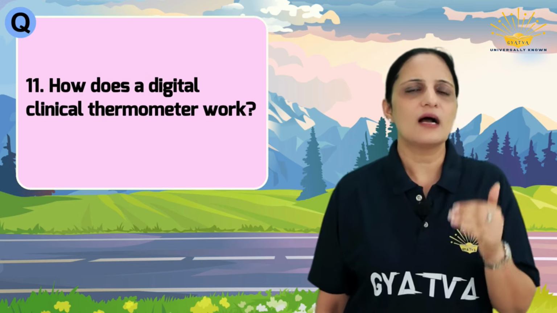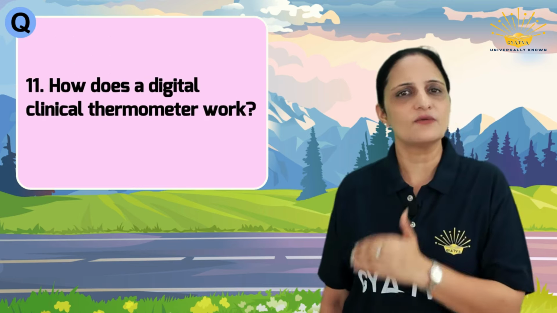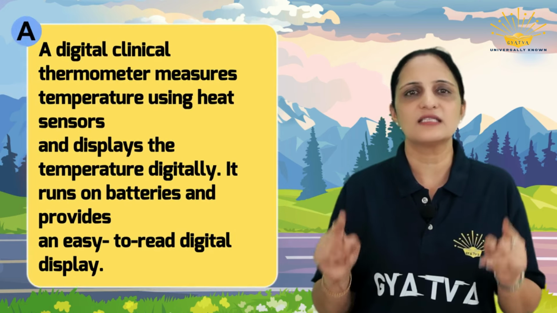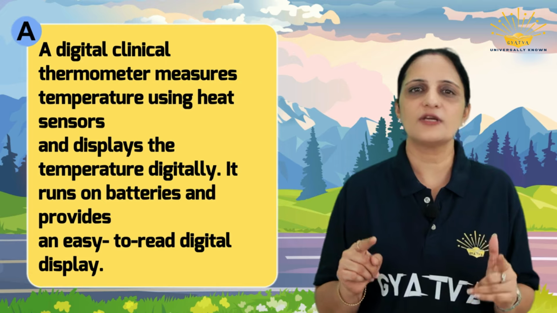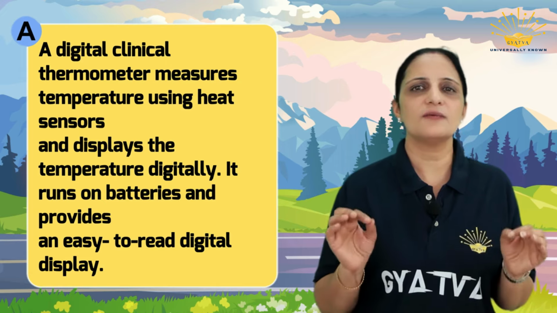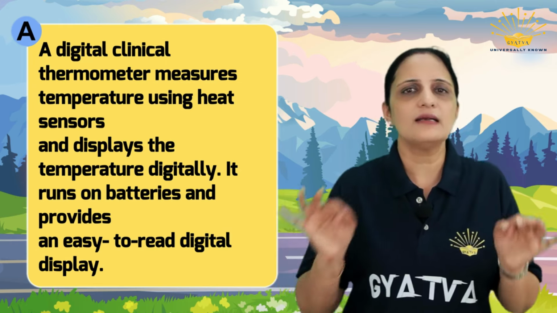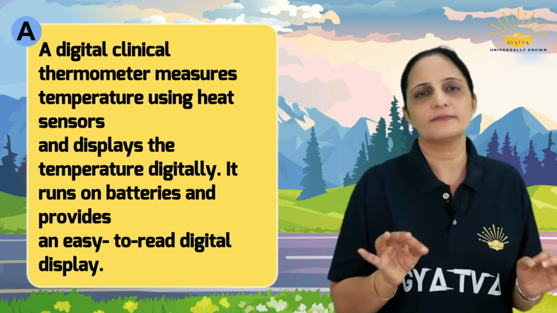Question number 11, how does a digital clinical thermometer work? A digital clinical thermometer measures the temperature using heat sensors and displays the temperatures digitally. It runs on batteries and provides an easy to read digital display, unlike your clinical thermometer.